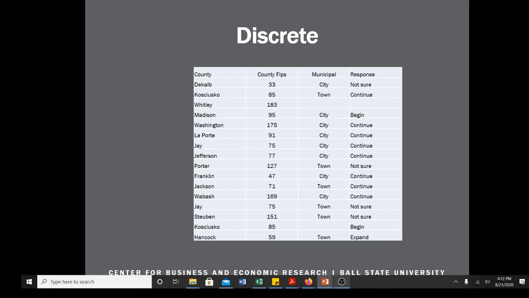And these were responses to a question that asked, are you going to continue to work from home? And some hadn't started, some weren't sure, some were going to continue. Some were going to expand it. There were some other answers there. Those are discrete variables.